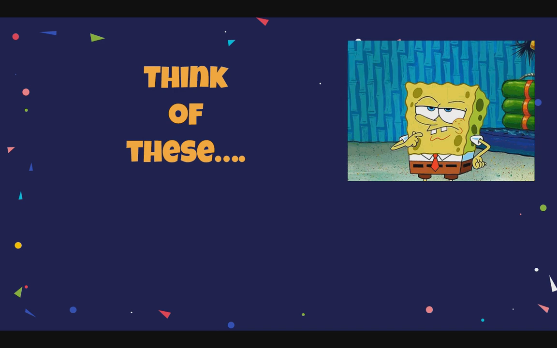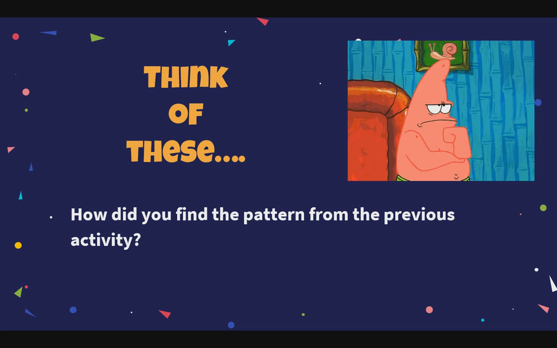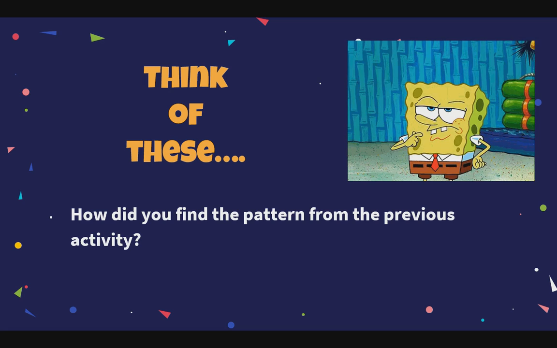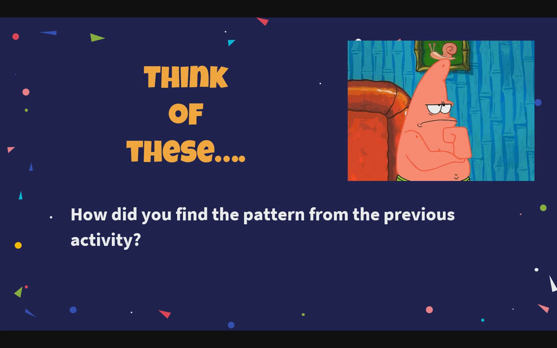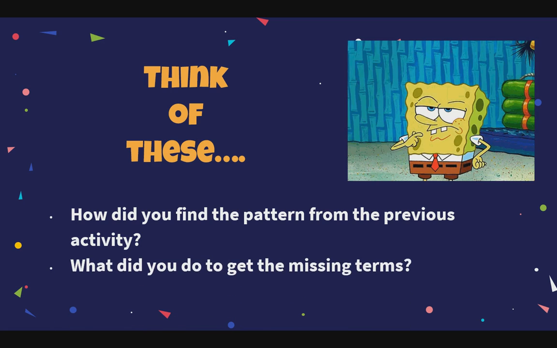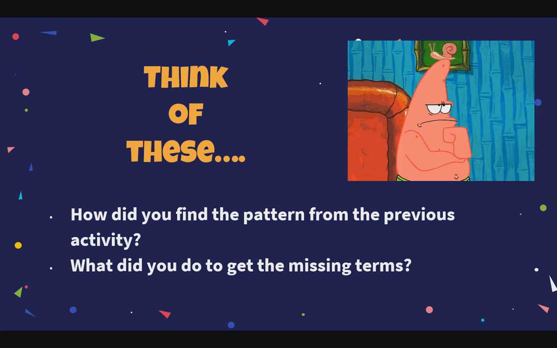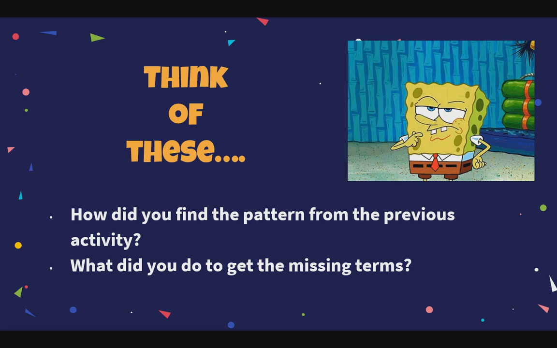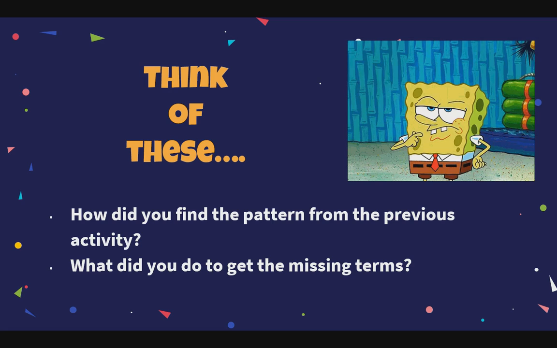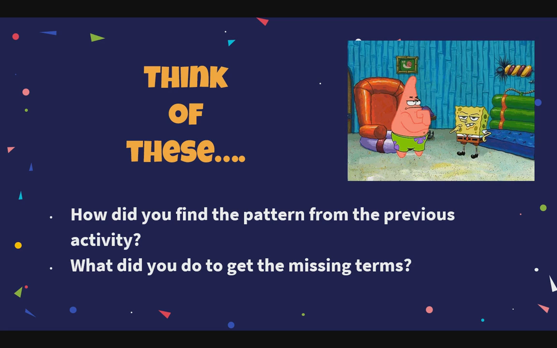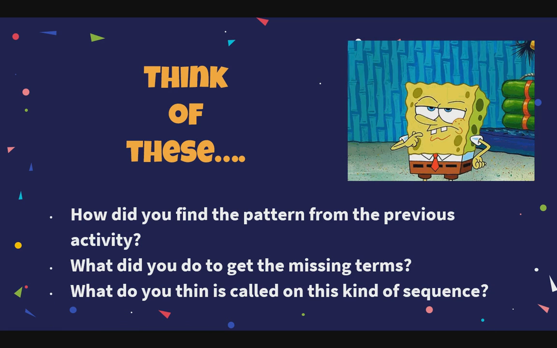Now, let's think of this. How did you find the pattern from the previous activity? 17 to 21, 21 to 25, 25 to 29, and so on. What did you do to get the missing terms? How do we find 37, 41, 45? What did we do? And last, what do you think is called on this kind of sequence?